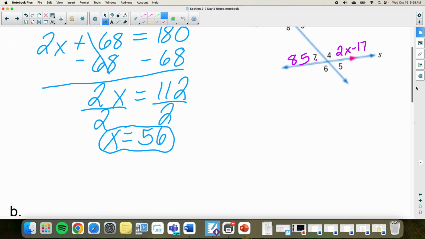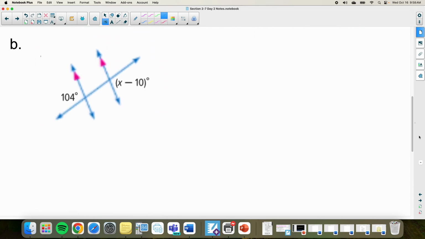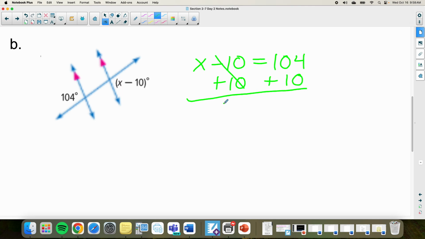Okay. Now let's go down to this one. Now are these two ones that we do know something about? What kind are they? Alternate exterior. And what do we know about alternate exterior? They're congruent. So I'm going to just set them equal, right? So x minus 10 equals 104. I'm going to add 10. And x is 114. That is my answer.